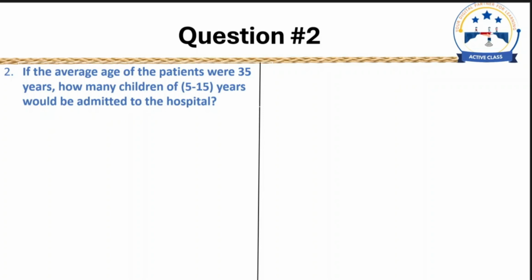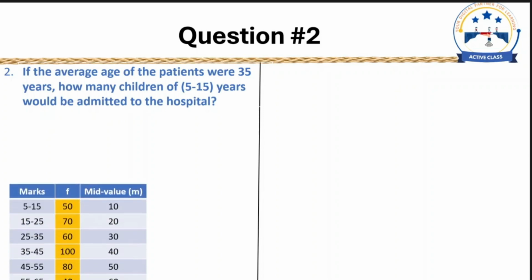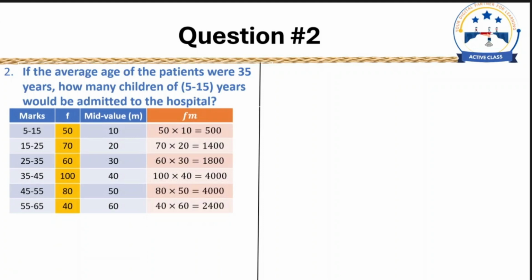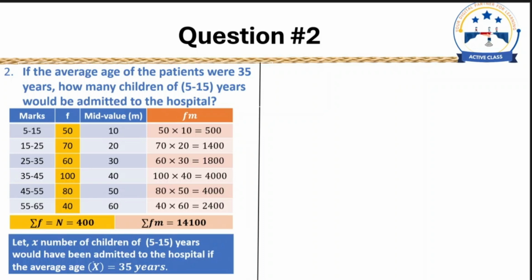In this question, no need to make the new frequency table with mid value because we will be working on the same table that we made before. But we consider the number of children of age group 5 to 15 will be X. Let X number of children of 5 to 15 years would have been admitted to the hospital if the average age equals 35 years. This is our consideration. Instead of this 50, we expect X number of children to be admitted in the hospital.